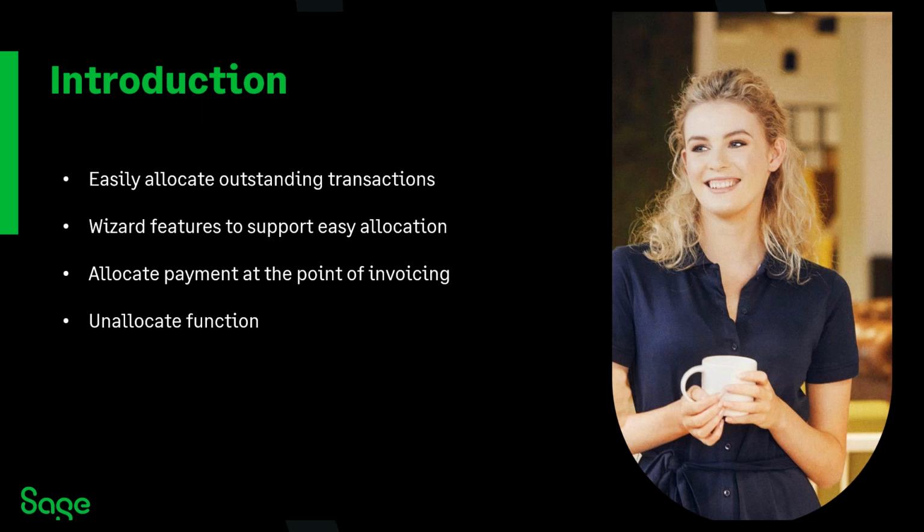So allocating transactions is a way of marrying up transactions so you know that they're no longer outstanding and have been paid, and won't appear on things like your age debtors or your age creditors reports. There is also a wizard function which can make things a bit quicker for you. And you can allocate payments on account to invoices, along with allocating credit notes to invoices too. And there's also a function to unallocate transactions as well. So if there's been an error, you can break the link between the payment and the invoice.